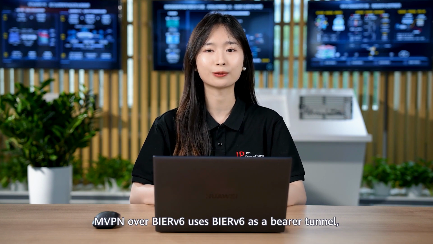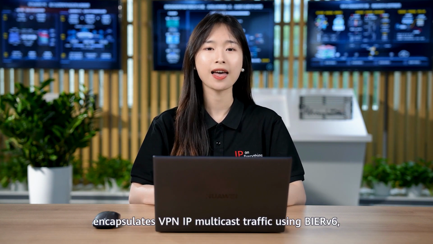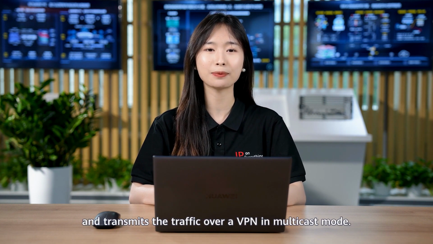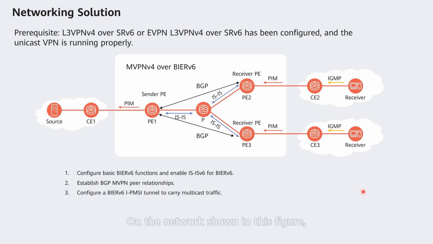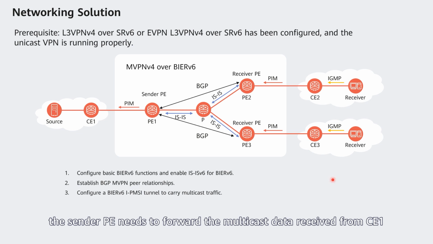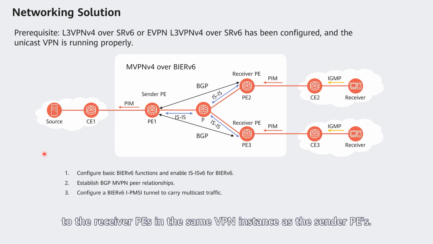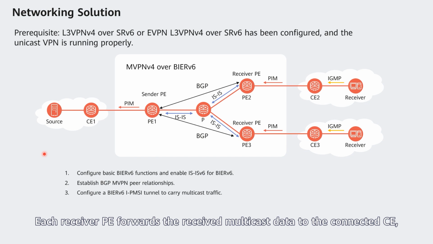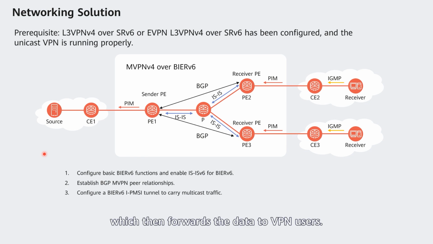MVPN over BIERv6 uses BIERv6 as a bearer tunnel, encapsulates VPN IP multicast traffic using BIERv6, and transmits the traffic over a VPN in multicast mode. On the network shown in this figure, the sender PE needs to forward the multicast data received from CE1 to the receiver PEs in the same VPN instance as the sender PE. Each receiver PE forwards the received multicast data to the connected CE, which then forwards the data to VPN users.